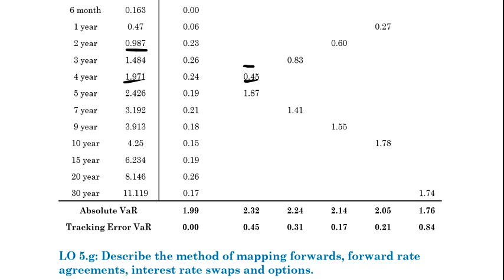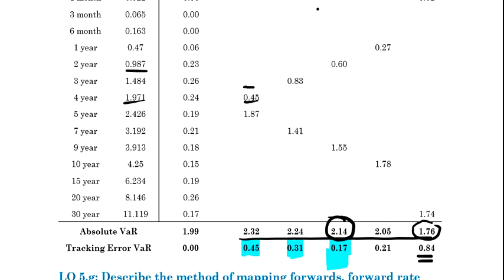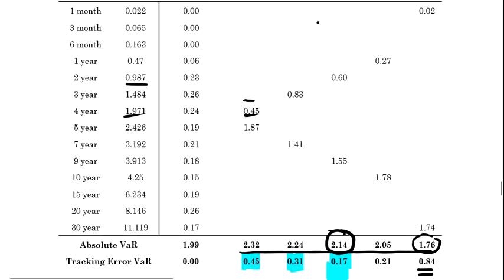This is our absolute VAR. If you see that the absolute VAR is lowest, but still we have the highest amount of tracking error. Similarly, if you see portfolio C, it has the lowest amount of tracking error. Clear? So tracking error is showing us how much your portfolio is deviating from the benchmark portfolio based on the VAR. Clear?